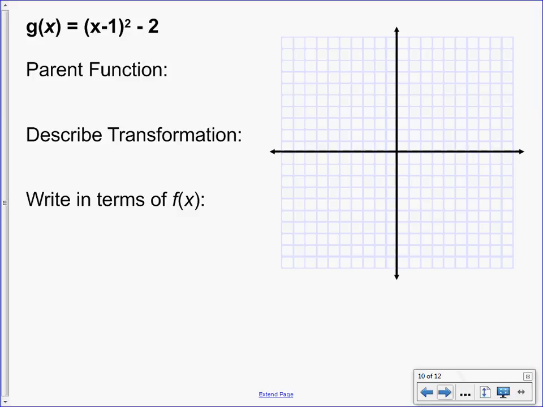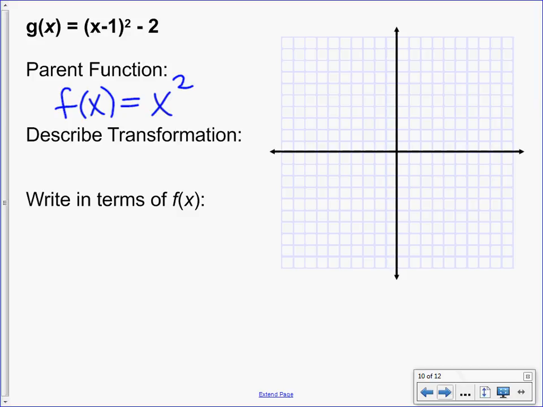So first of all, I want you to look up here. What would our parent function be? Our parent function is x squared, just a nice parabola, right? So our parent function we're going to call f of x equals x squared. Now, you're going to fill out that chart, but let's just remind ourselves what x squared looks like. Okay, there it is.